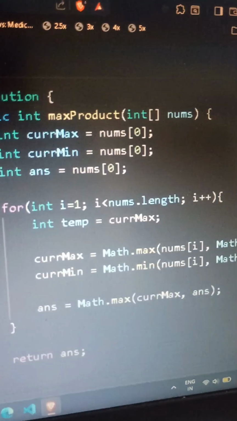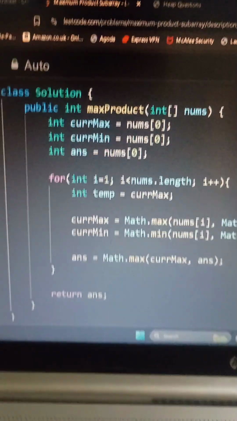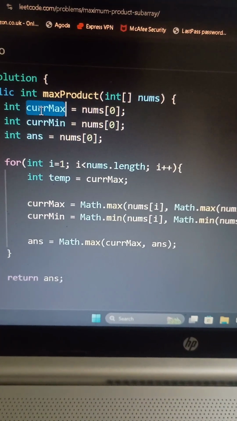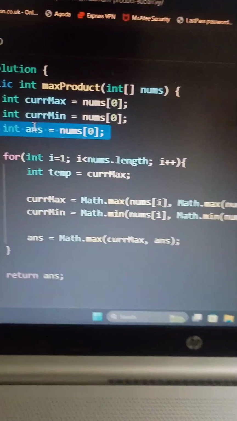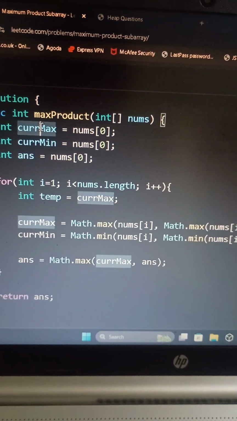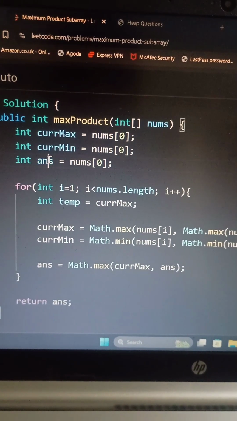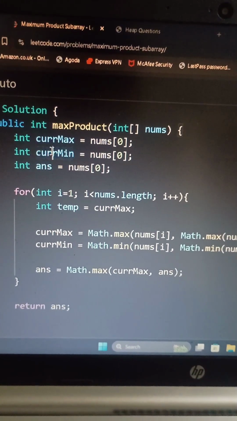We have to make two things here. The ones we are making are current max, current min, and answer. So you're getting that current max is for the product, the max we're getting, and answer is for the answer. But why do we make the current min here?